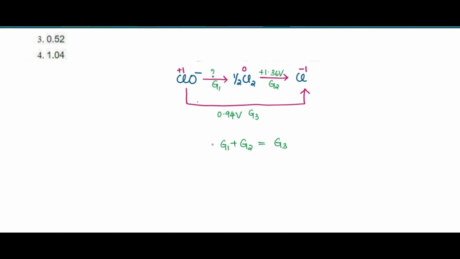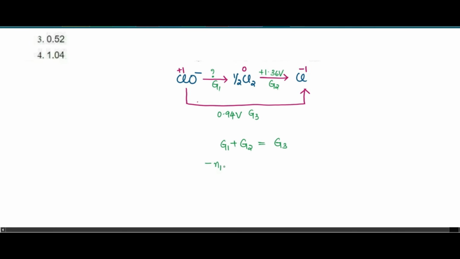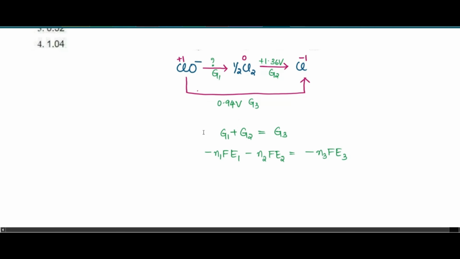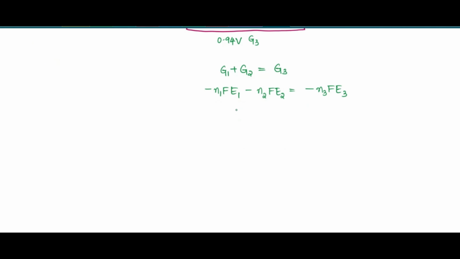What is G1 equal to? Minus N1 F E1. What is G2 equal to? Minus N2 F E2. And G3 is equal to minus N3 F E3. If you take the minus common and cancel F, what remains is N1 E1 plus N2 E2 is equal to N3 E3. That's it.